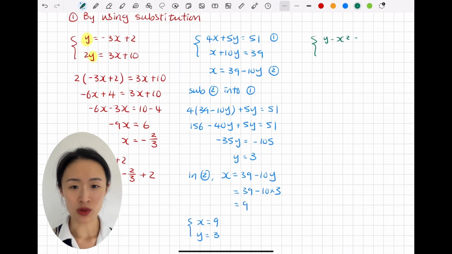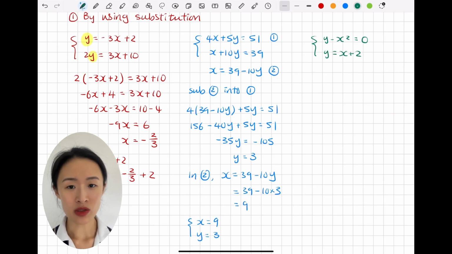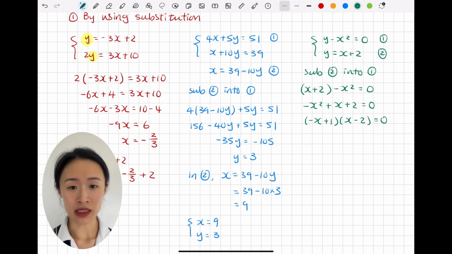y take away x squared equals 0, and y equals x plus 2. Because in the second equation, y is already the subject, we write y in terms of x. So now what we can do is substitute 2 into 1, and then we will have a quadratic equation. Now what we need to do is to solve this quadratic equation. And now we find out x is negative 1 or x is 2.